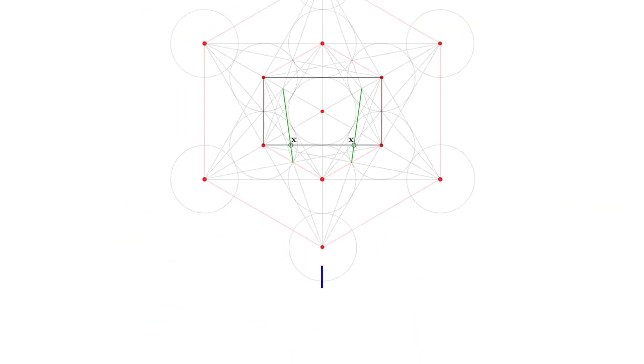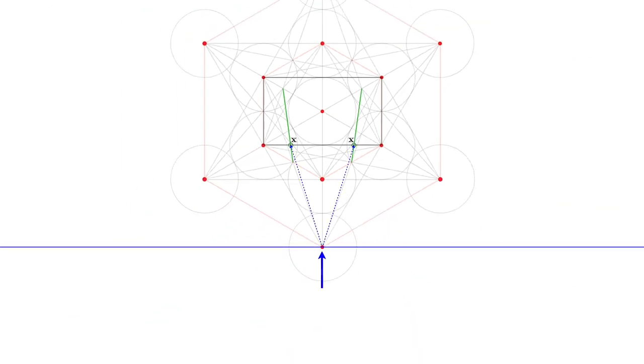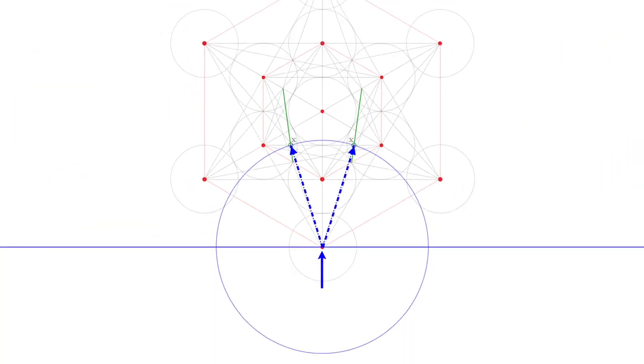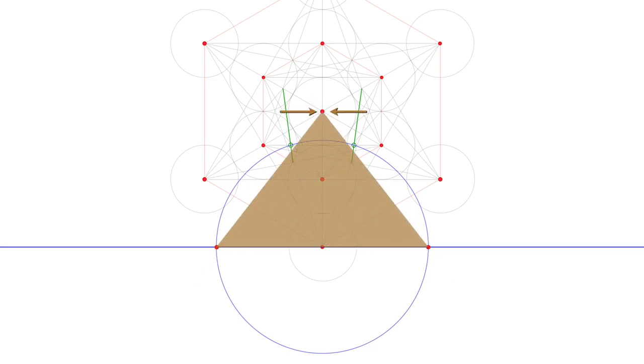At the baseline of Metatron's cube, we draw a circle whose radius is the distance from the base center to the two X points. We simply join the diameter baseline points to the very center of the construction and discover a perfect cross-section of the Great Pyramid, or G1, popularly named after Pharaoh Khufu.